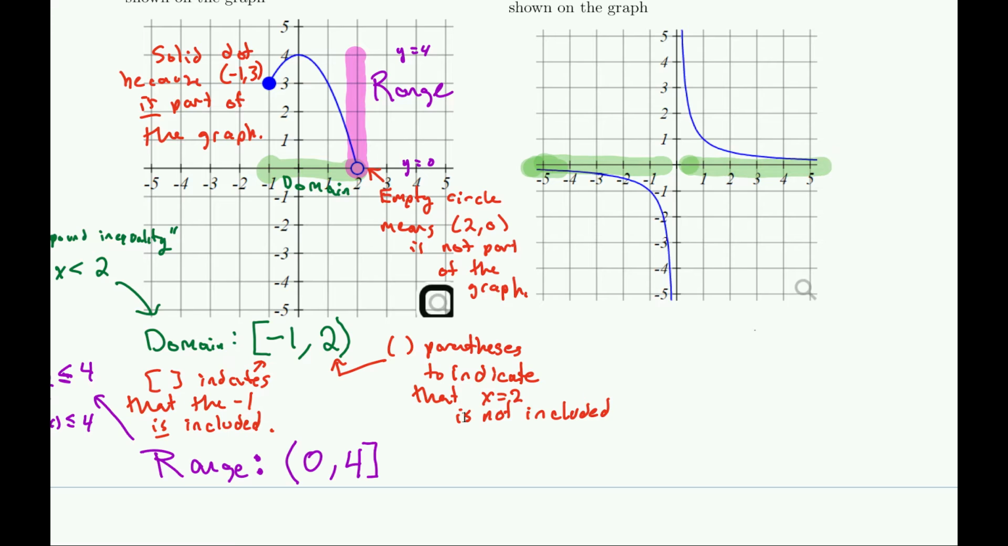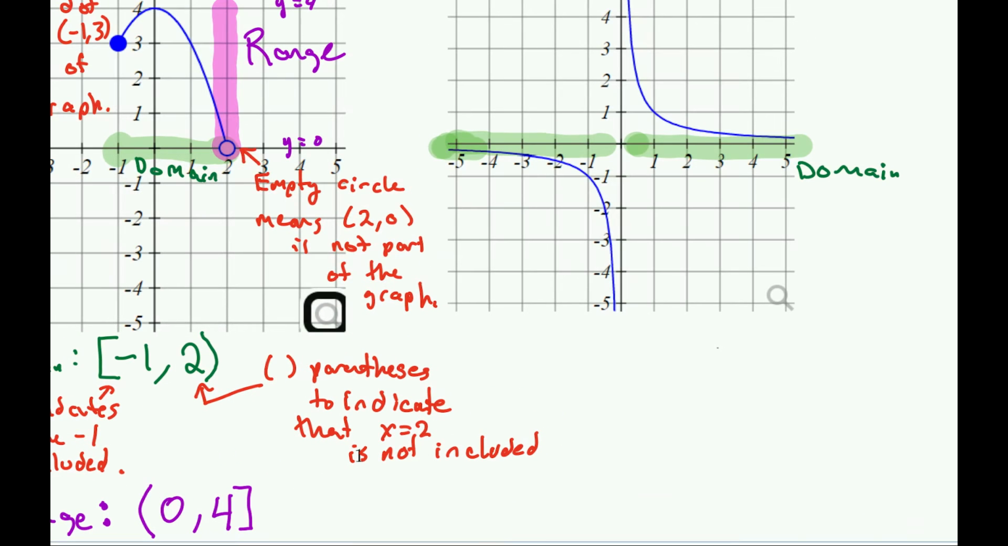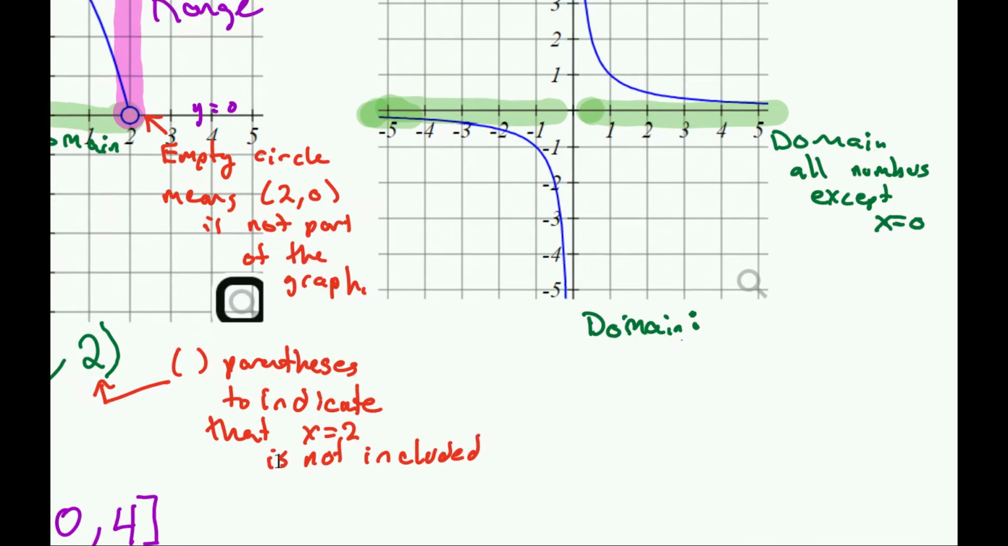Again, I messed that up. So that's your domain. It's everything except 0. All numbers except 0. I'll say x does not equal 0, which is easy enough to write. You have to know how to do this though.